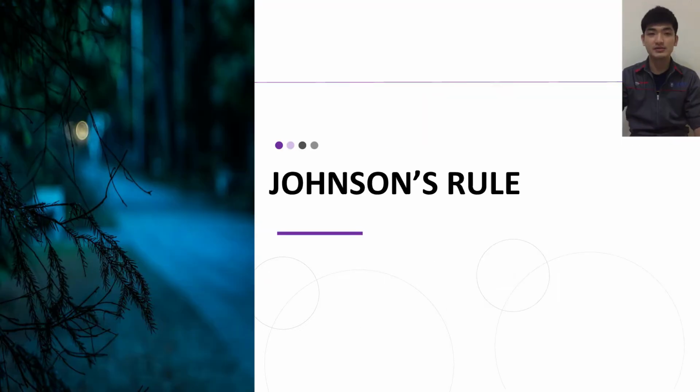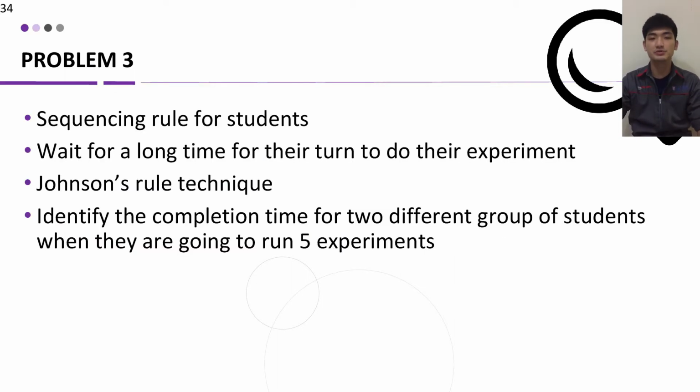My name is Koh Cheng Zhi, matrix number AD150266. Now I will explain problem 3, which is the second rule for the student. This problem occurs when the students wait for a long time to do their experiment. So the Johnson rule technique will be applied to identify the completion time for two different groups of students when they are going to do 5 experiments.